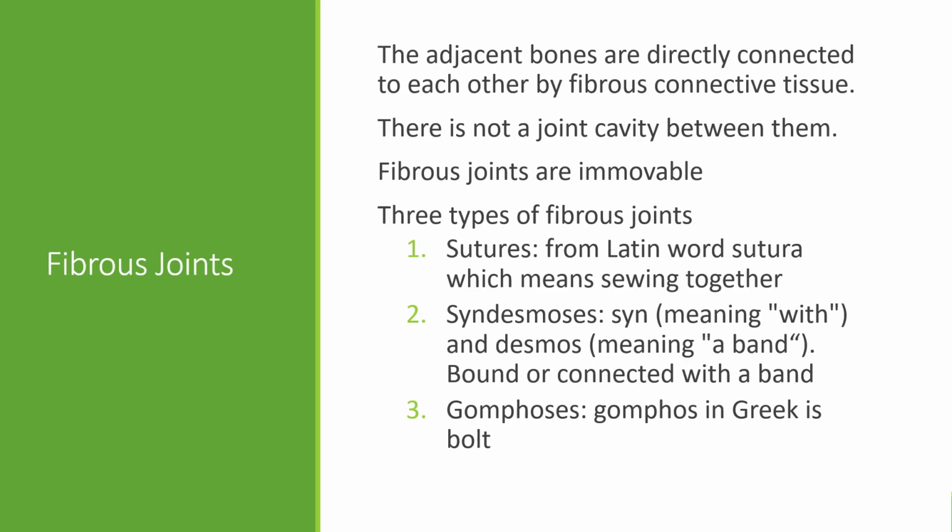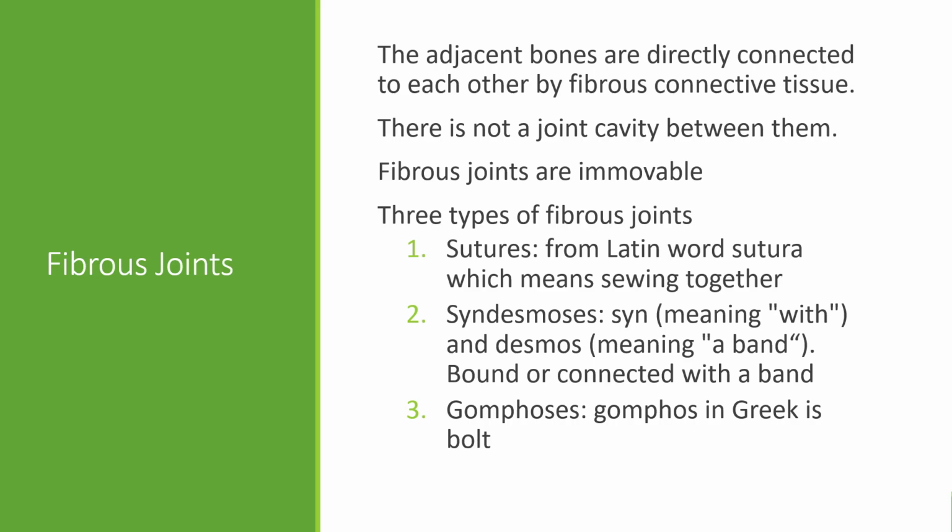So let's look at our fibrous joints first. The adjacent bones are going to be connected directly to one another by some type of fibrous connective tissue. There is no joint cavity between them. There's no space in between them. These joints are immovable. They do not move.